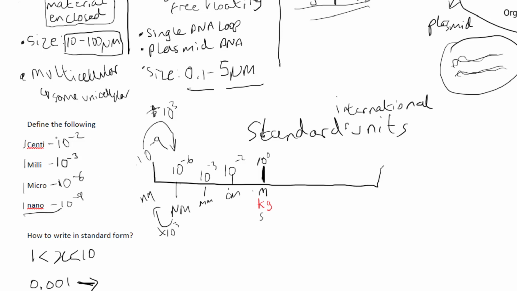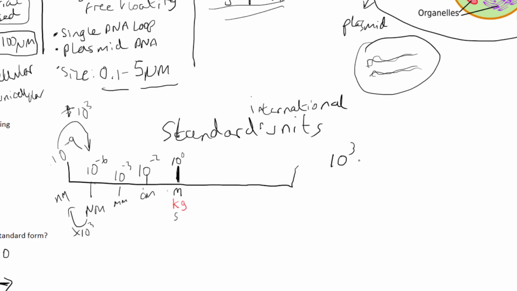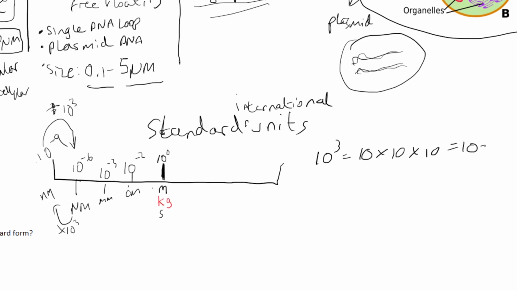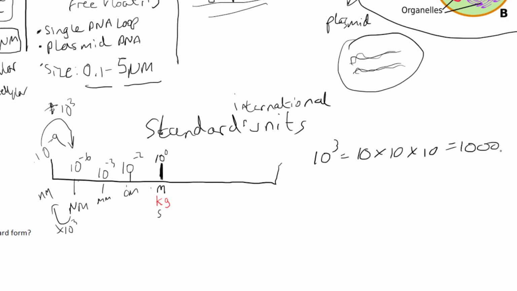Now, you should have covered what powers mean in your maths lessons. If you haven't, I'm going to tell you right now. So 10 to the 3 just means that there are 3 zeros after it, because this power is saying 10 times 10 times 10, which is equal to 1,000. Right? There's 3 zeros, and that's all you need to really know about that.